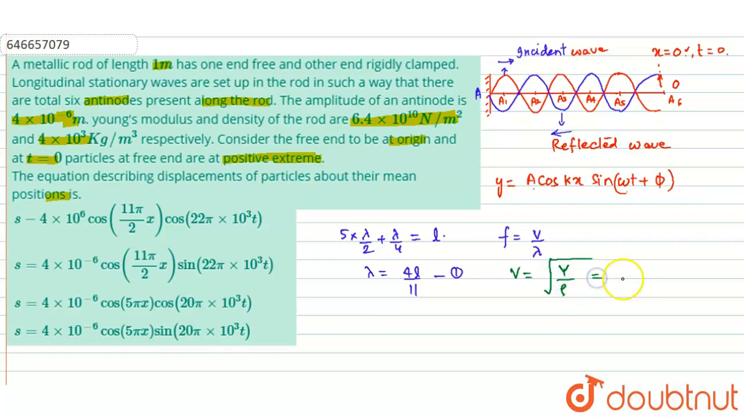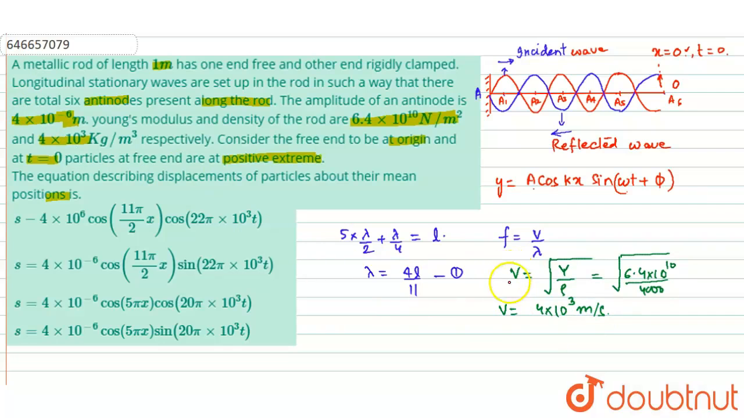And if you put the values here, the value of Young's modulus is 6.4 into 10 raised to the power 10, whole divided by the density, which is 4000. So this will give you the speed of the wave here as 4 into 10 raised to the power 3 meter per second. Now this is the speed.